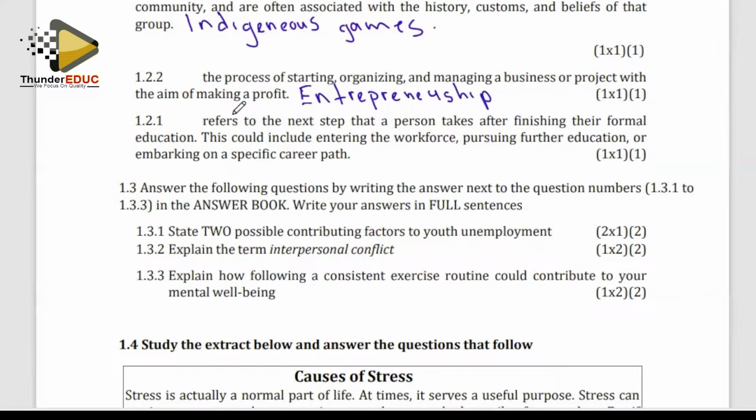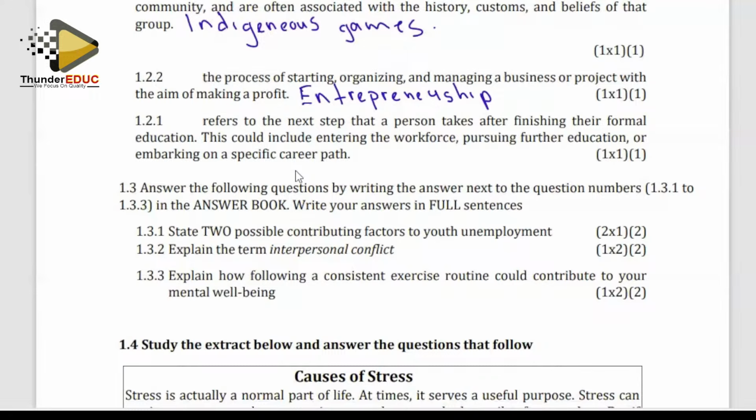Then 1.2.1 refers to the next step that a person takes after finishing their formal education. This could include entering the workforce, pursuing further education, or embarking on a specific career path. So we are talking basically about our life after grade 12 or after matric.